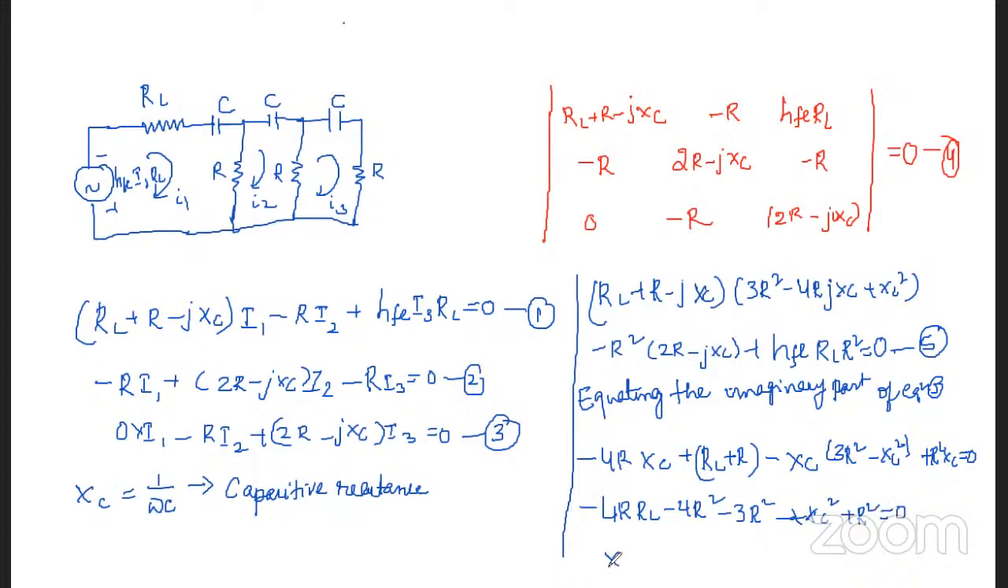Therefore, if you solve this one, we get XC square is equal to 4R RL plus 6R square. This is equation 6. From this, we can write XC square as 1 by omega square C square, so 1 by omega square C square is equal to 4R RL plus 6R square. Therefore, omega square is equal to 1 by C square into 4R RL plus 6R square.